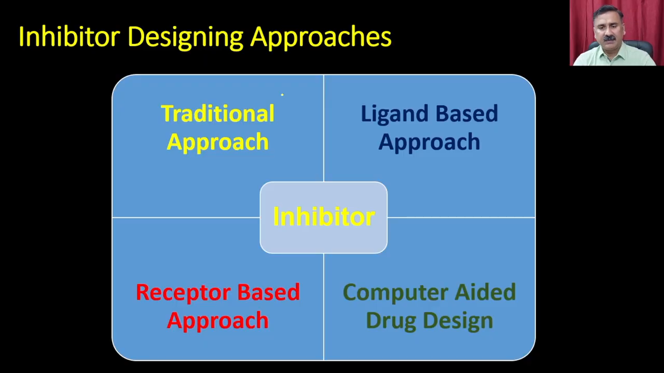And subsequent to that, we also discussed the traditional approach, and what the differences are between the traditional and the computational approaches. In today's lecture, we are going to discuss the different types of computational approaches which you can use to design the inhibitor against the enzyme. So first, we'll discuss the ligand-based approach.